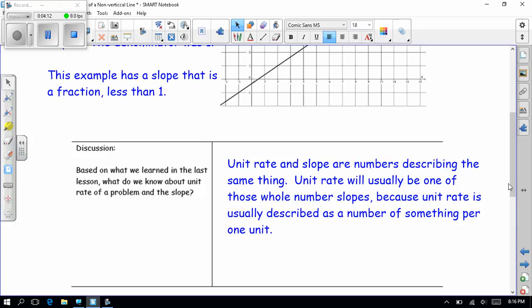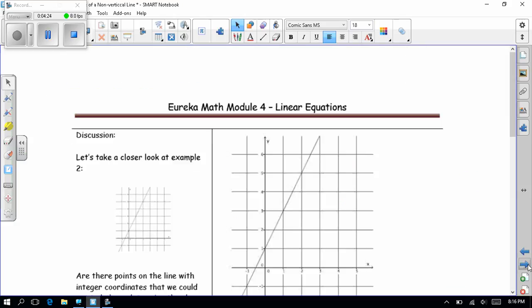Like the number of miles per gallon of gas, or the distance run in 1 minute or 1 mile or 1 hour, something like that. And we'll get into that more as we get onto story problems.